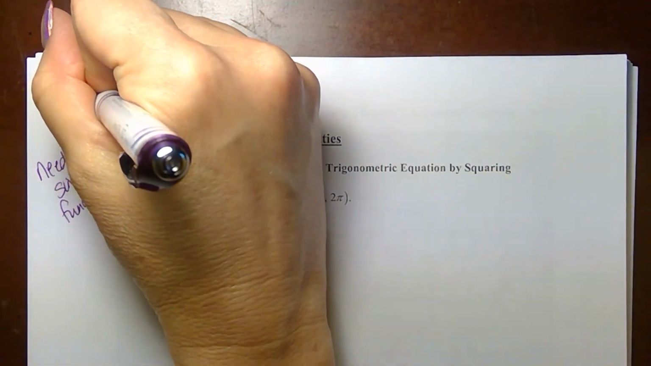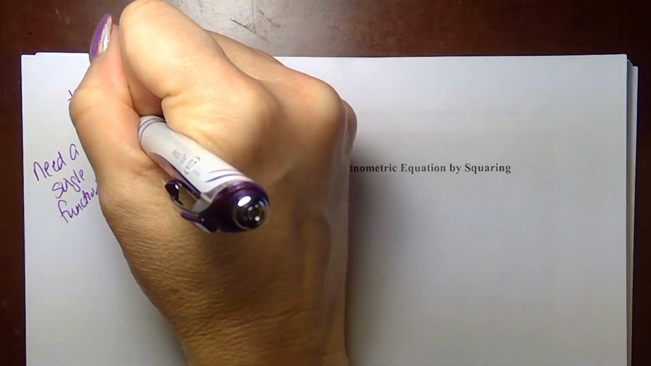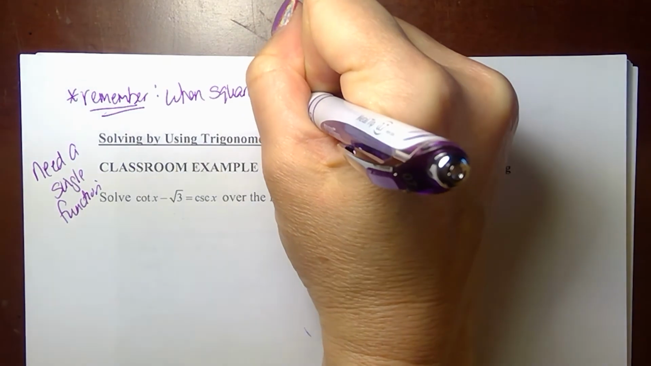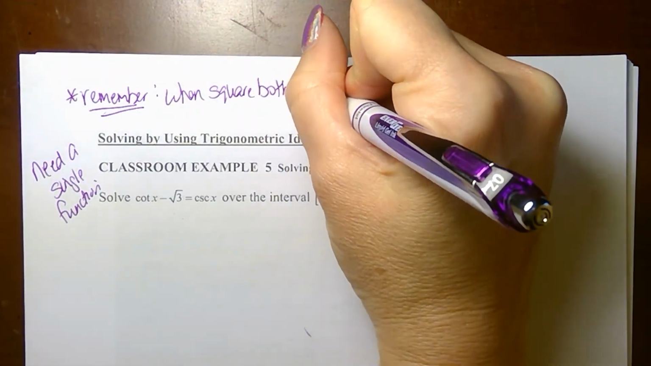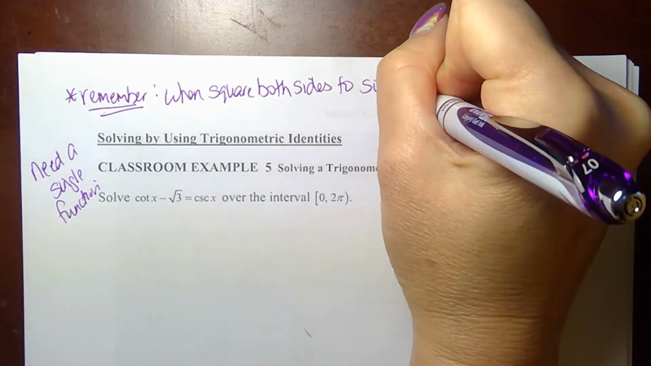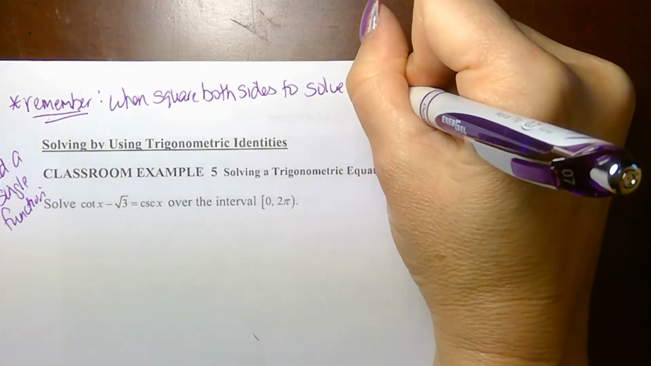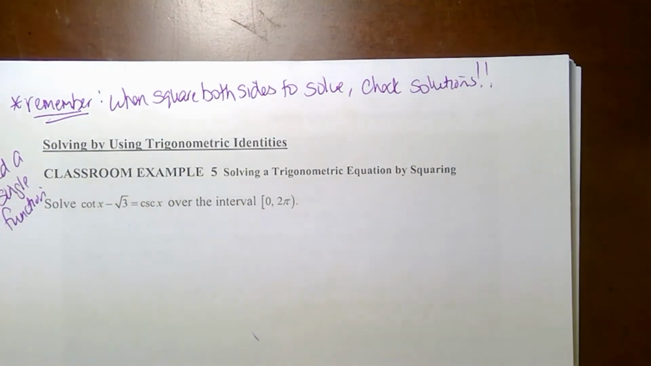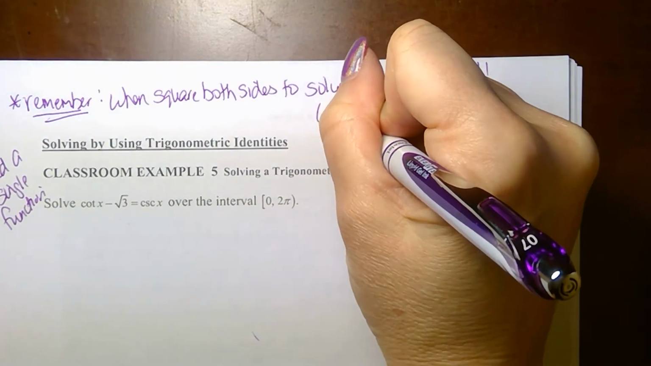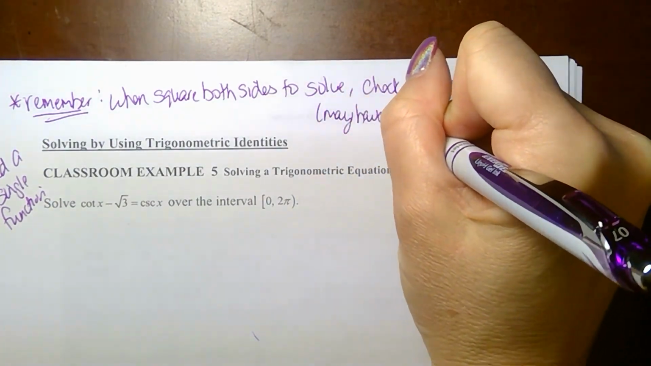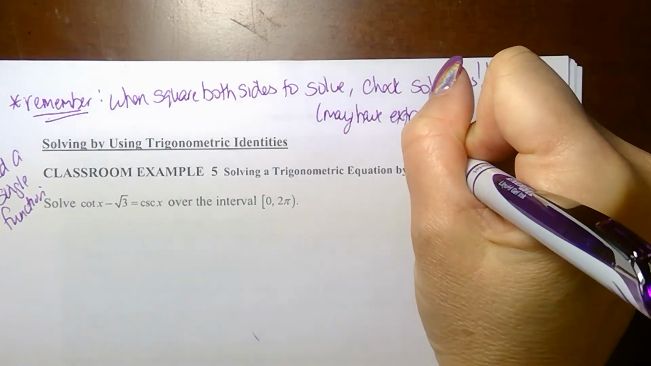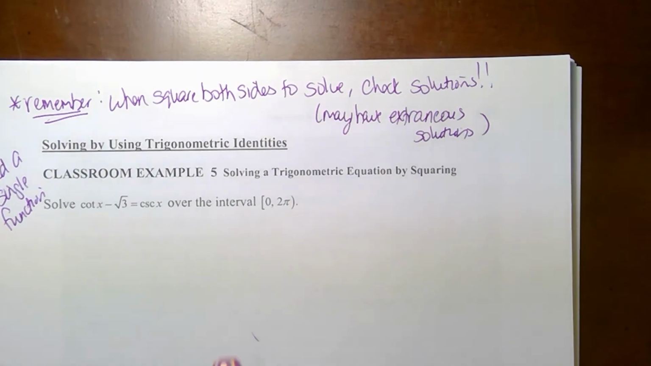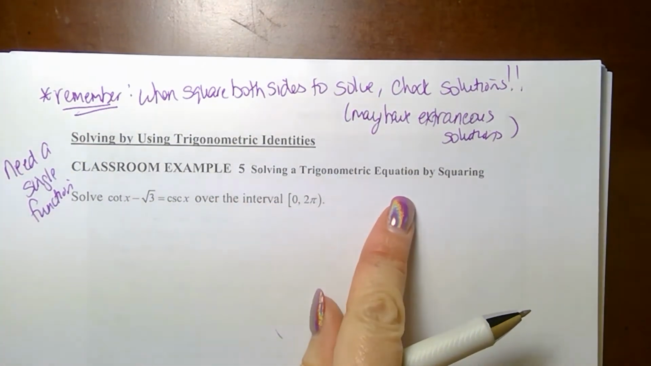Something else to remember, when you square both sides to solve, and this is from algebra, when you square both sides to solve, you may create an extraneous solution, so you have to check solutions, because the process of squaring to solve may have created an extraneous, you may have extraneous solutions. Okay, so we're given a hint, we're going to solve this trig equation by squaring.